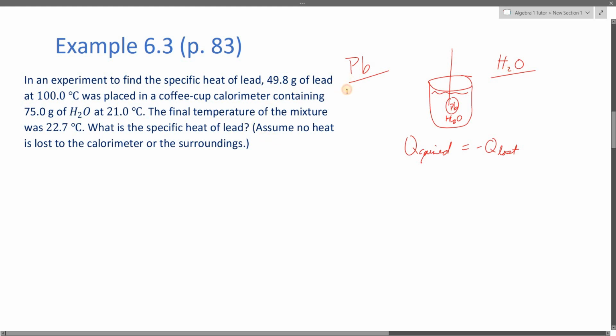So the mass of lead is going to equal 49.8 grams. And over here we're going to get 75.0 grams of water. And that's going to be the mass of this water. Okay, so there's that. On the right, we also know the specific heat of water memorized from a chart, 4.18 joules per gram degrees Celsius. And so there's that as well.